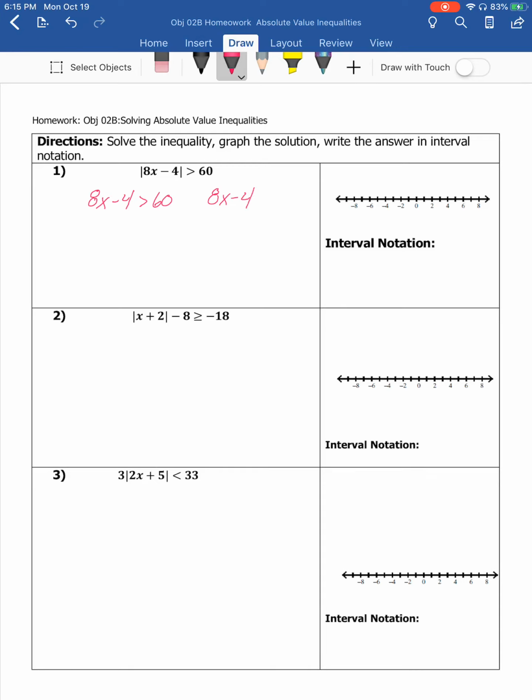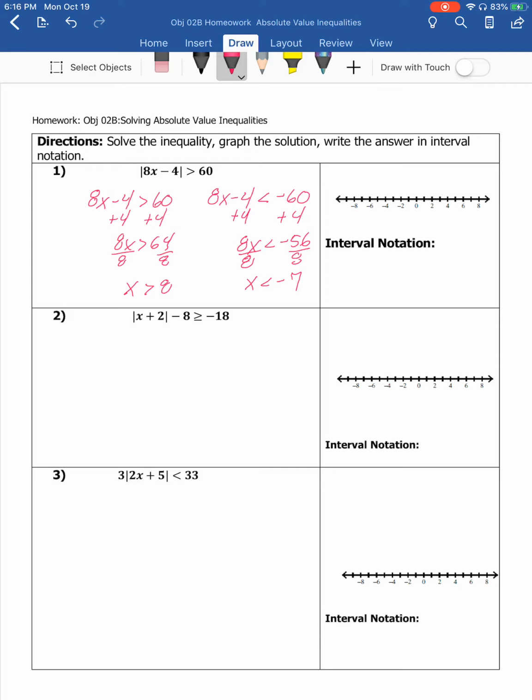Here's my keep what's in the inside. Change the inequality symbol, change the number. So less than negative 60. Add 4: 8x is greater than 64. Divide by 8. X is greater than 8. Add 4: 8x is less than negative 56, divide by 8, x is less than negative 7, because I divided by the positive, I don't have to worry about that.